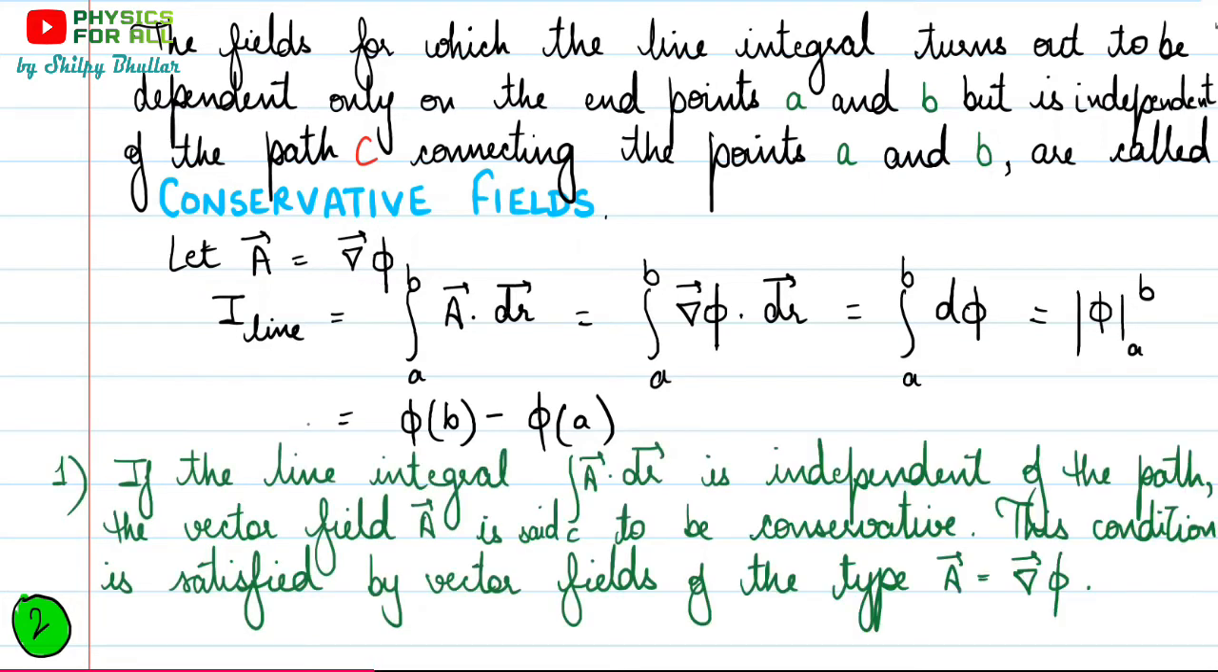Let's see its definition. One of the definitions says that if the line integral of A dot dr over the curve C, we will consider some path, is independent of the path, so whatever your path C is, this value of the integral is not depending on that path, then the vector field A is said to be conservative. And this condition is often satisfied by vector fields which look like this, del of phi.